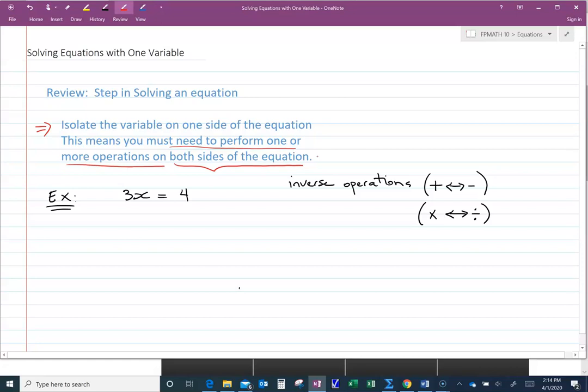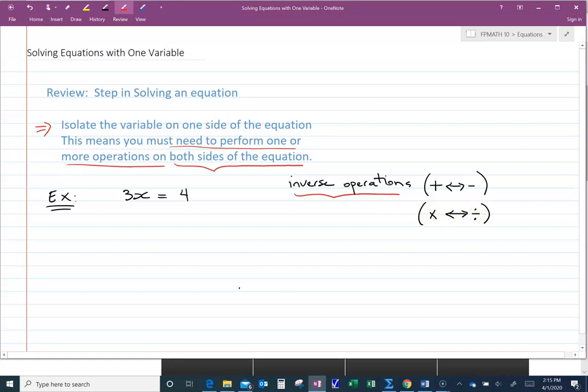All right, let's look at the very basic example. 3x equals 4. We want to solve for x, and here I wrote down for you to review, set up inverse operations, because it's going to come in handy. So addition and subtraction are inverse operations of each other, because we have to undo what is happening by using the inverse operation. Multiplication and division are inverse operations of each other.